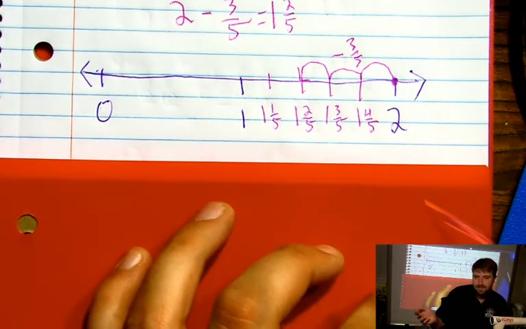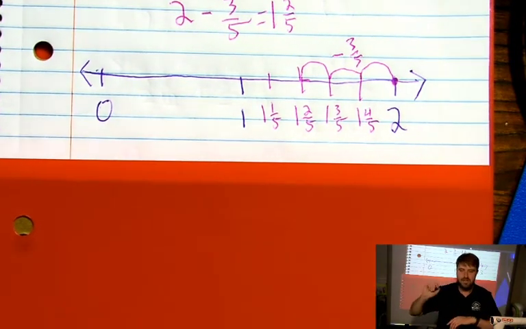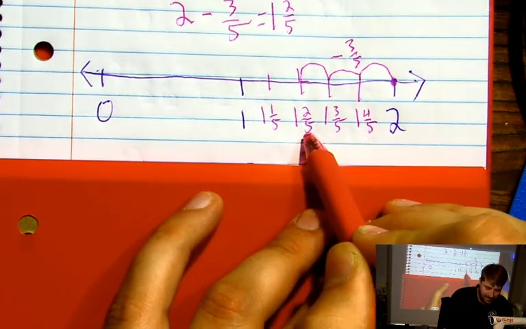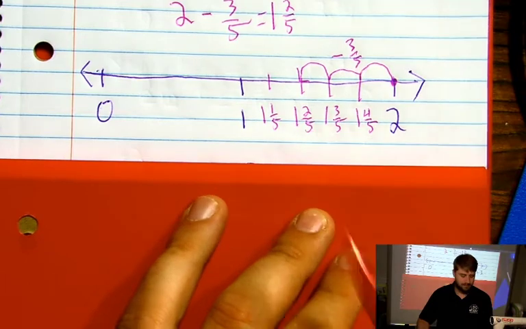So then I just had to go back to the left 3 spots. So I went 1, 2, 3, and there it was. I landed at 1 and 2/5. Awesome.